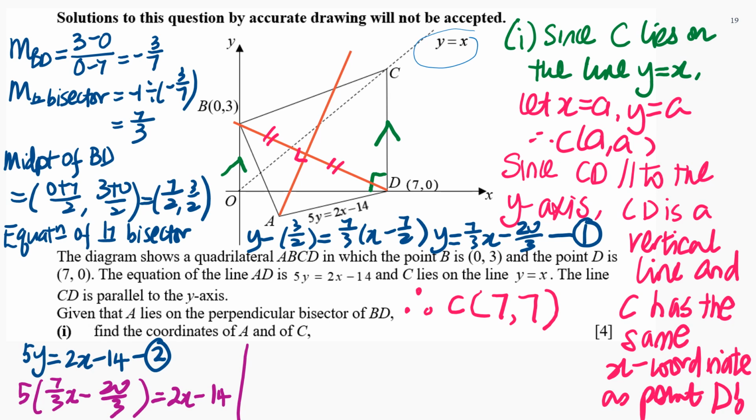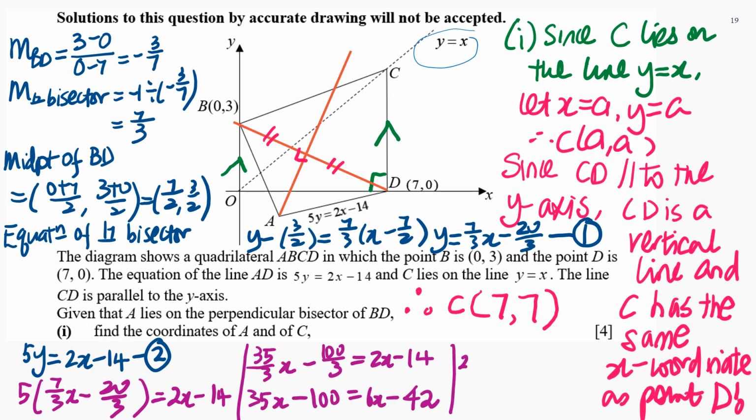And we can find the x coordinate of point A, which is 2. Then you can substitute into the equation of AD or the perpendicular bisector to find the y coordinate, which turns out to be -2. Therefore, your point A is 2, -2.